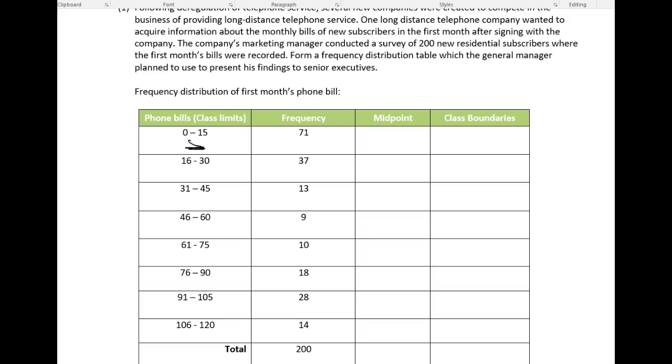It's going to be 7.5. So that's just the midpoint. The way that we actually go about calculating that, though, just in case it might come easy to you, you might just already know.